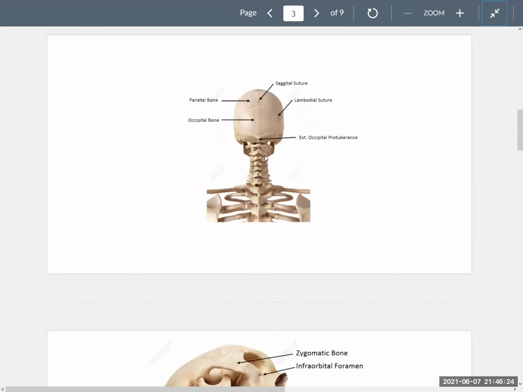Okay, here, this is our occipital bone again from the posterior side. Here's the sagittal suture. Parietal bone. And here's a lambdoidal suture on each side. External occipital protuberance.